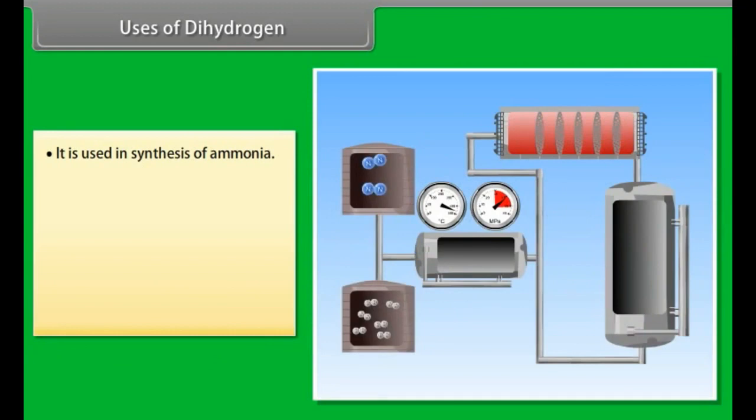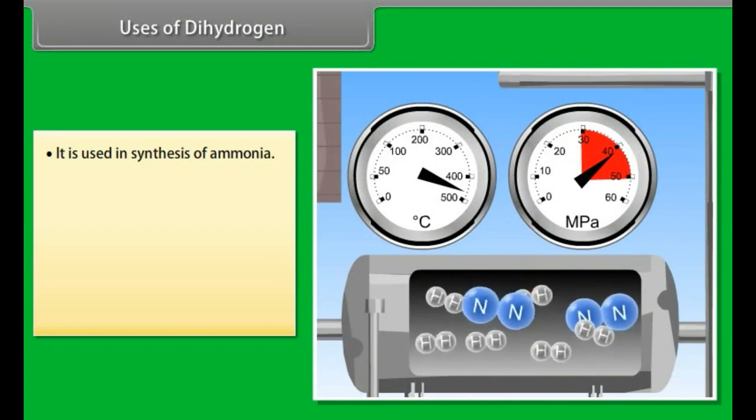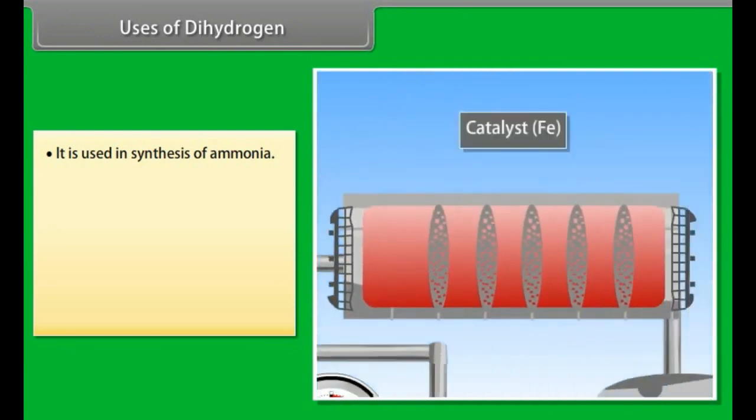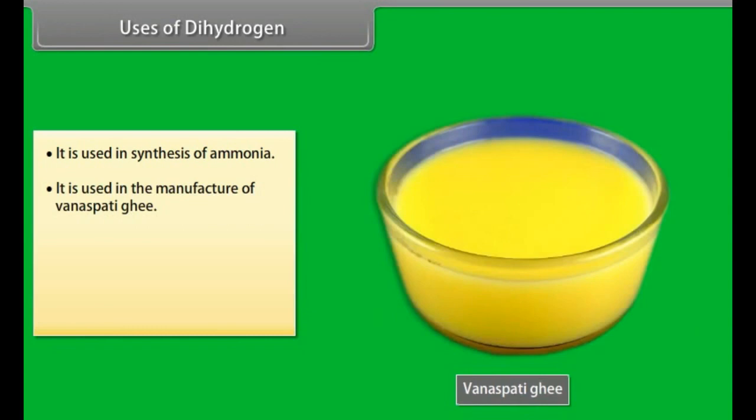Uses of dihydrogen. It is used in the synthesis of ammonia. Nitrogen and hydrogen are passed to a heater, where they are heated up to a certain temperature. After that, they are compressed and then passed to a heater, where the reaction takes place. After that, the mixture is passed to a waste heat boiler, from which ammonia is cooled and then stored, and nitrogen and hydrogen are recycled. It is used in the manufacture of Vanaspati ghee.